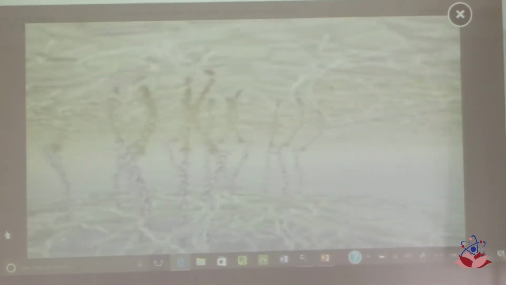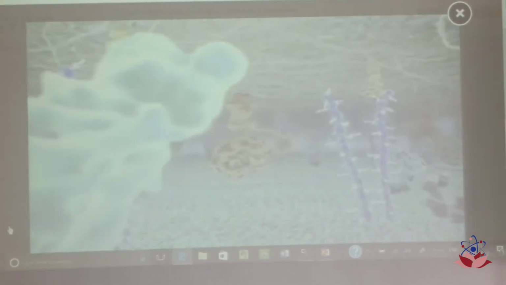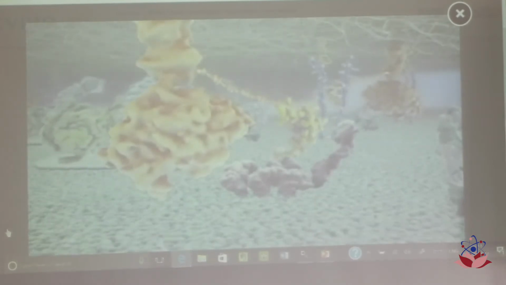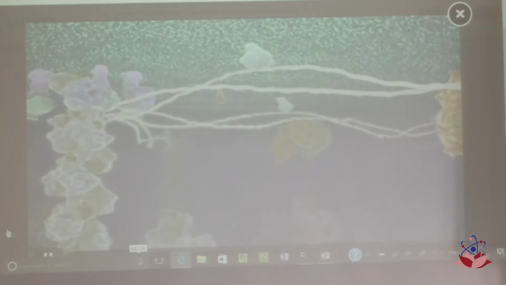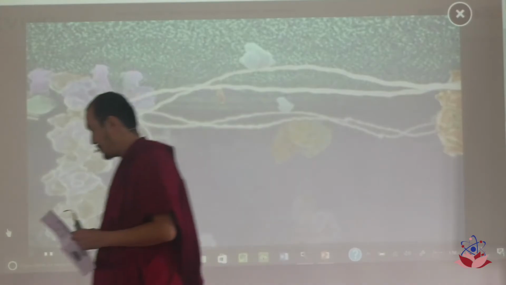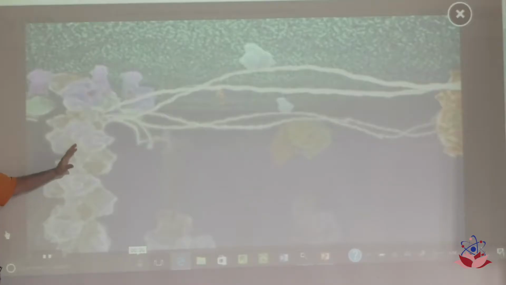So we're going through the membrane. Looking at proteins in the cytoplasm. These are probably proteins that form the cytoskeleton that hold the cell in shape.